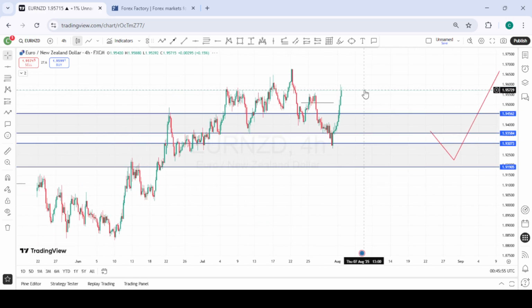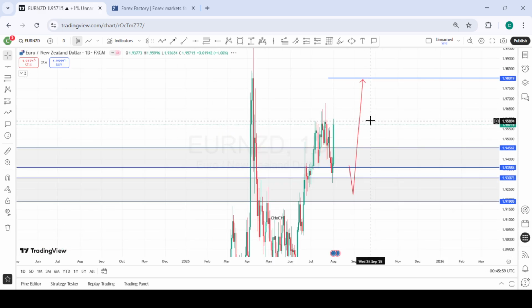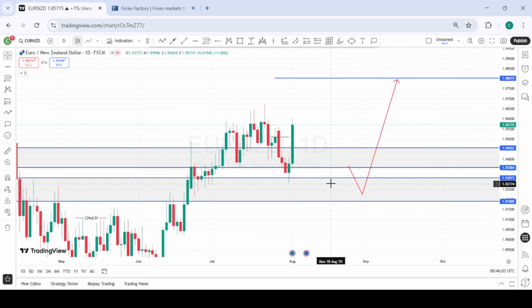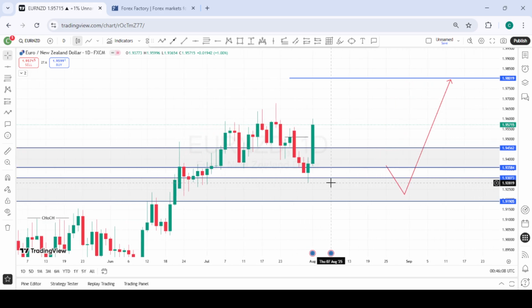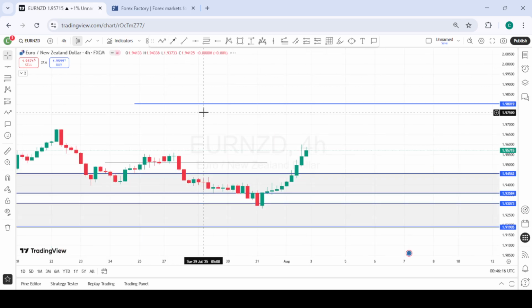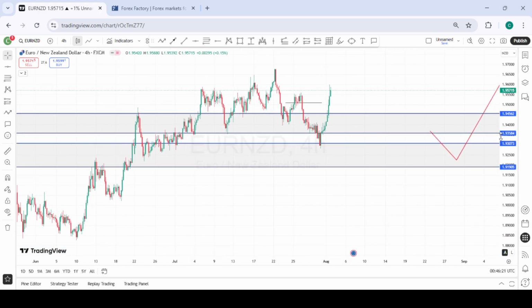And we have EURNZD. EURNZD has currently shifted bullish. We had this zone from one of our previous episodes, and currently price has shifted strongly to the bullish side. So we'll be looking forward to a possible pullback into this area of interest to continue the buys to the upside.